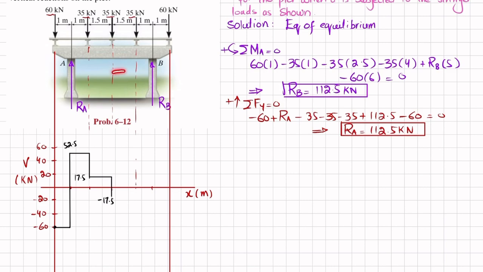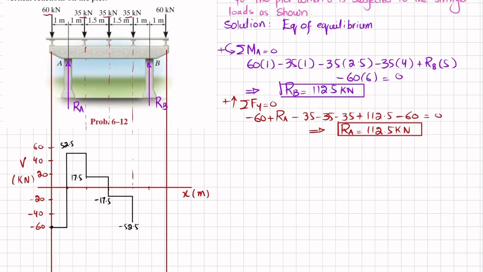Okay, moving from this to this, there is no other force, so it will remain the same till this point. So I will draw a horizontal line till this point. And again, you can see at this point you have minus 35. So minus 17.5 and minus 35 will bring it to minus 52.5. So your shear 52.5 is somewhere here. You can see, so shear force will change to minus 52.5. And again, from this there is no other force, so it will remain the same till this point.